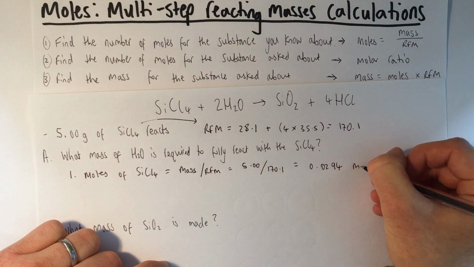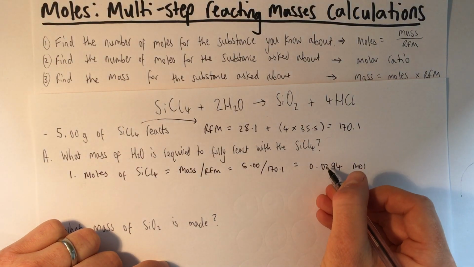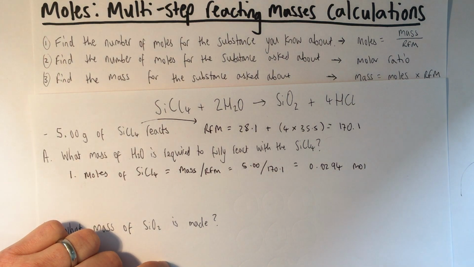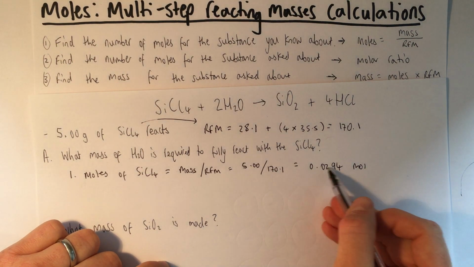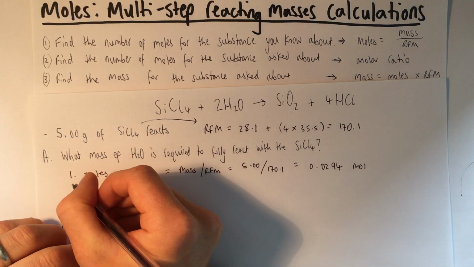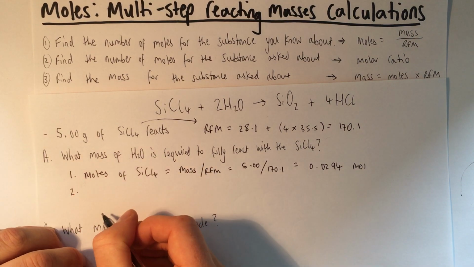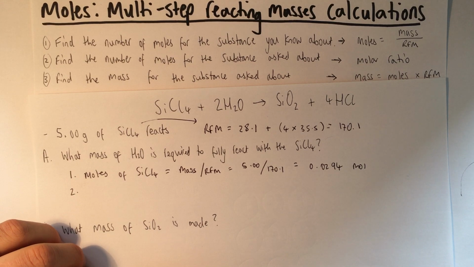0.0294. Now, I've slightly rounded that to write it down. It's a really long number on my calculator. I've kept that number on my calculator for the next bit, but I'm just writing it down like that for now. I'm not going to round it as I go along. I'm only going to round it when I get to the very end of the calculation.